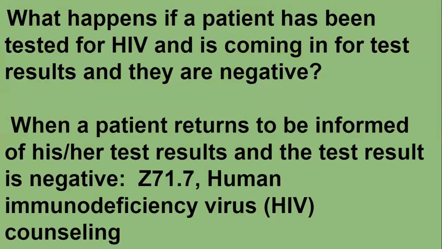What happens if a patient has been tested for HIV and is coming in for test results, and they are negative? When a patient returns to be informed of his or her test results and the test result is negative, it's Z71.7. It's the counseling, it's the HIV counseling.